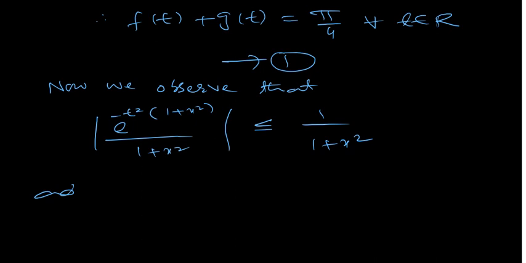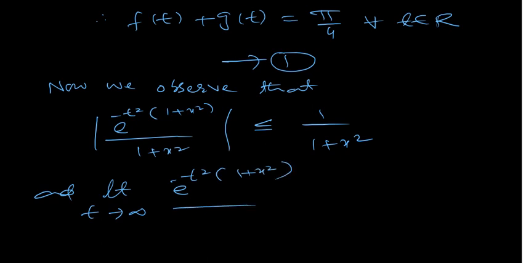And the limit as t approaches infinity of e power minus t square times 1 plus x square divided by 1 plus x square, what's this value? This value is 0 actually, because t is approaching infinity, so it will be e power minus infinity, that's equal to 0.